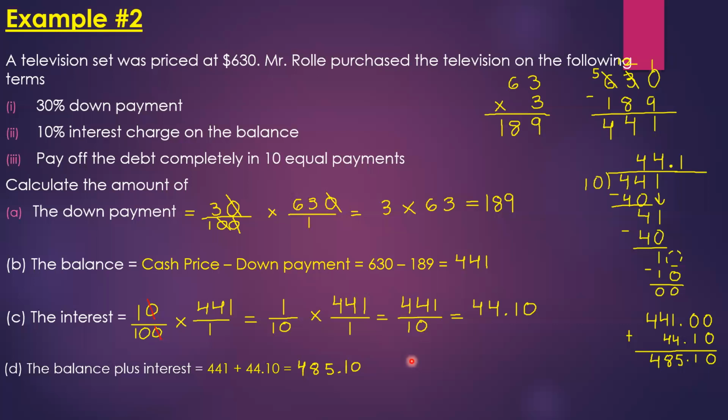And then 441 over 10, we have to divide 441 by 10, which gives us 44.10. For D, the balance plus interest, which is 441 plus 44.10, which gives us 485.10. Very good. Thank you, Malaya, for explaining that.